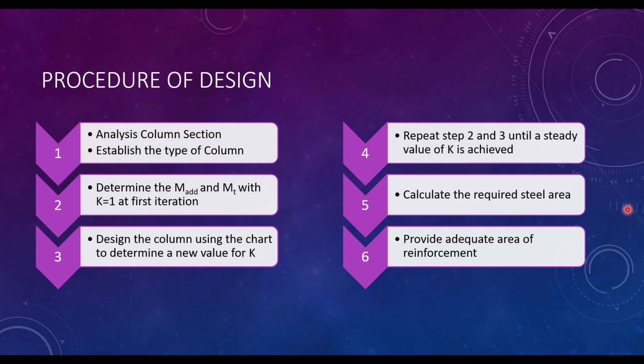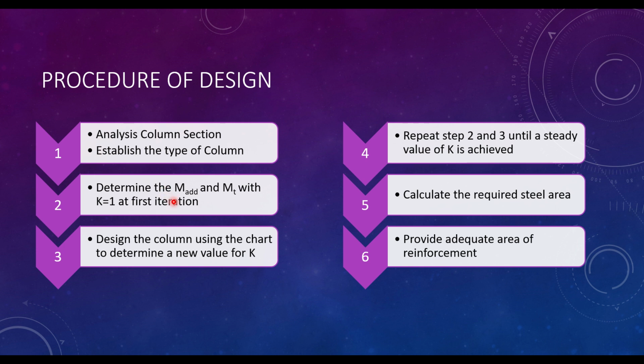In order for you to be able to design a slender column, the first step is to analyze the column to determine the axial load on the column, and if the column is subjected to bending moment, then you also determine the bending moment. But due to the internal stresses in the column and also that the column is slender, there's going to be an additional moment due to that. So you have to calculate that M add.